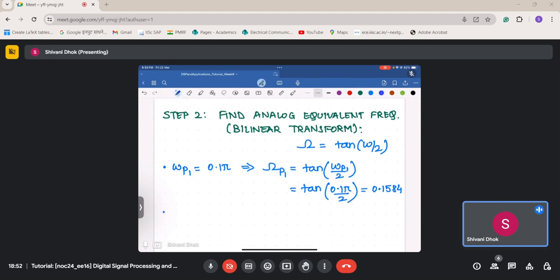Next thing that we can find out is omega S1. So this omega S1 is equal to 0.4 pi, which means that capital omega S1 is tan of small omega S1 upon 2, which is equal to tan of 0.4 pi by 2, and this comes out to be equal to 0.7265.